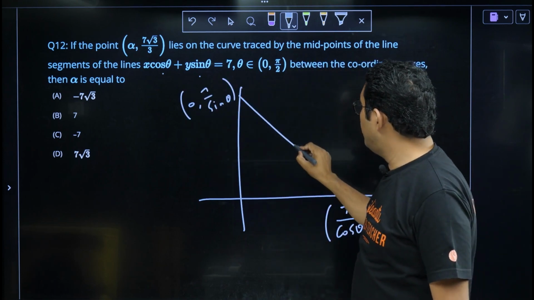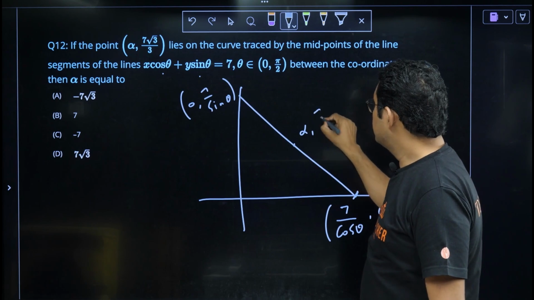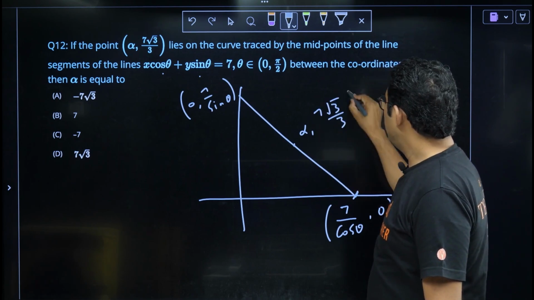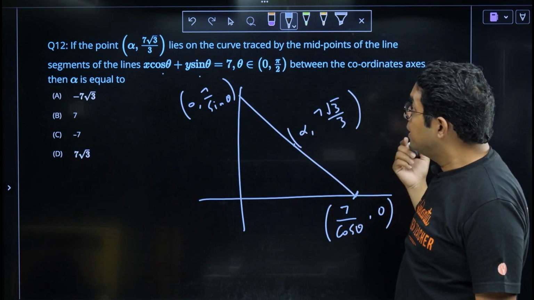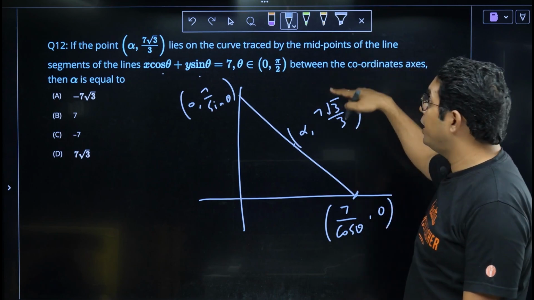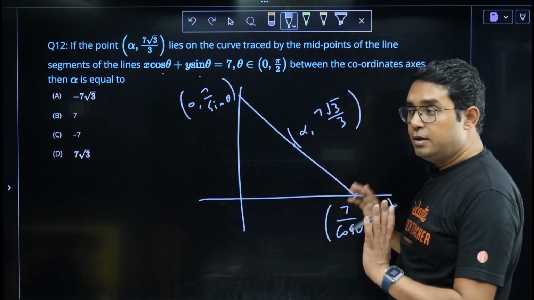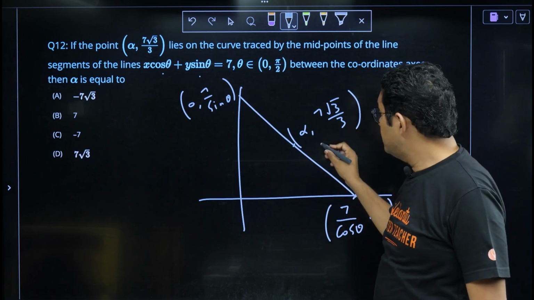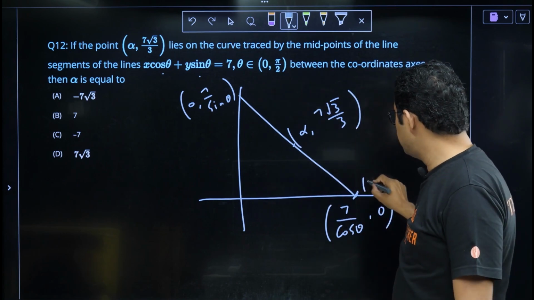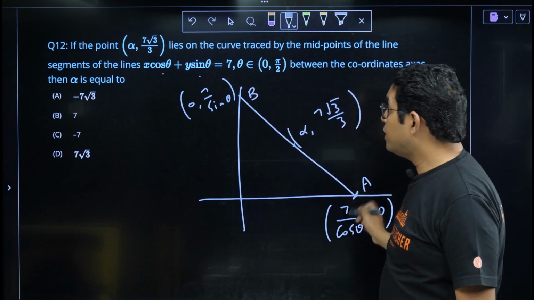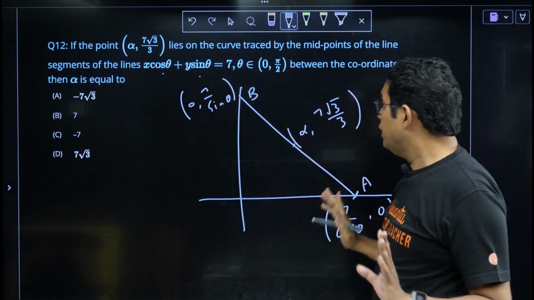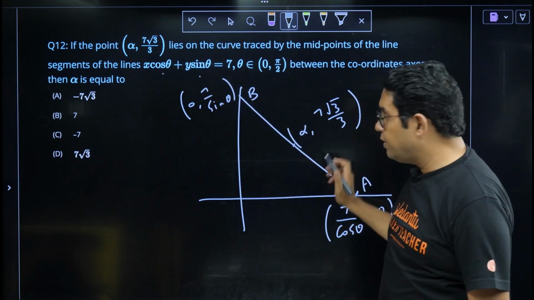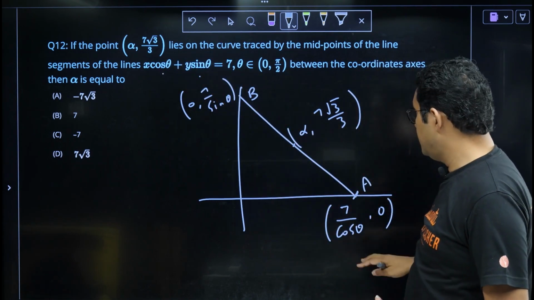And this alpha, 7 root 3 by 3, is the midpoint lying on the curve traced by the midpoint of the line segment of this. Means if you vary the theta, you will get a locus of midpoints of this segment. Let us say A here, B here. Then this point lies on that locus, which means for a certain value of theta, this will be the midpoint of AB. Now, I think it is very easy.